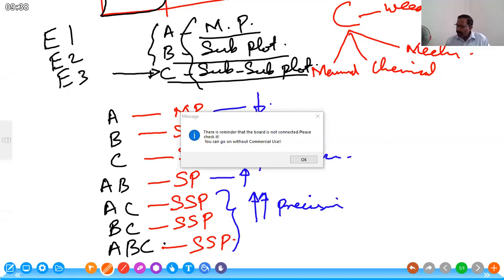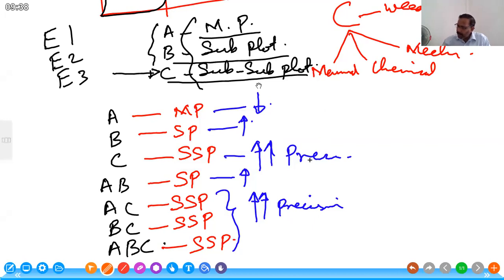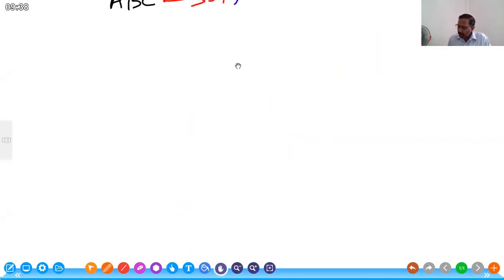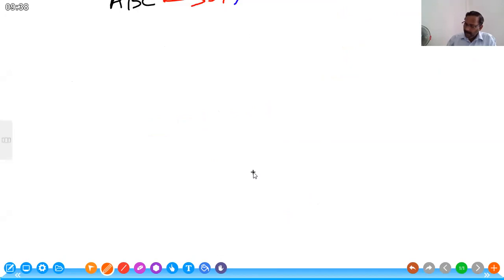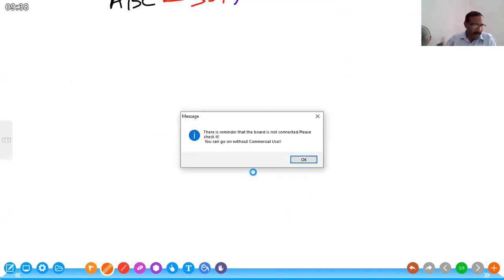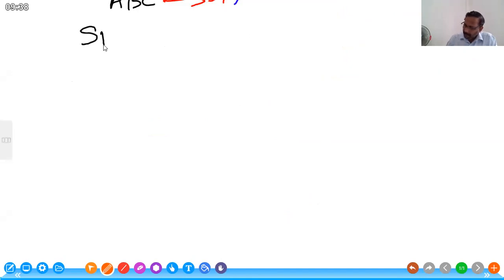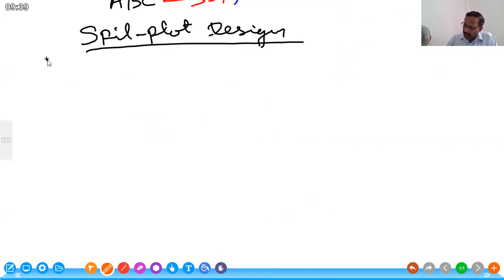Right, so we will write down the Anova table. Before that, the model, let's say, first we will say the model for split plot design. Right? Model.